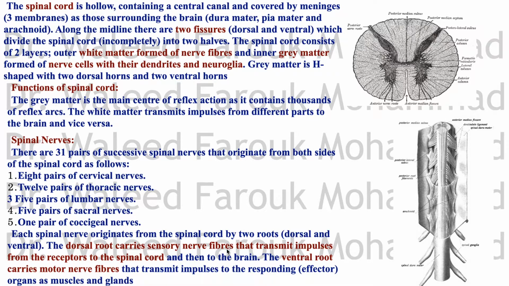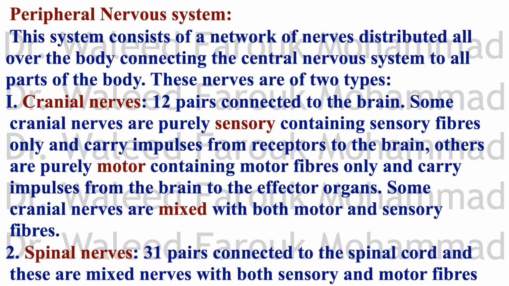Dorsal root carries sensory nerve fibers that transmit impulses from the receptors to the spinal cord. الفنترال روت ده بقى موتور، ده اللي بيودي impulses للمسلز للريسبوندينج effector organs زي المسلز والجلاند. شايفين ده تركيب السباينال كورد. أرجوكم ما تنسوش المعلومات دي. تمام.